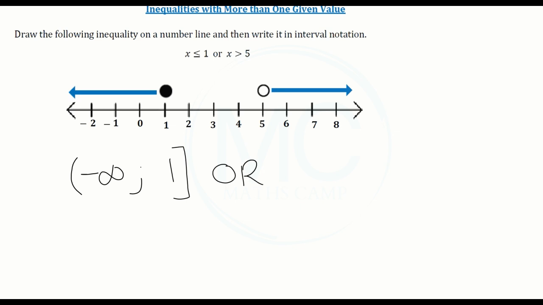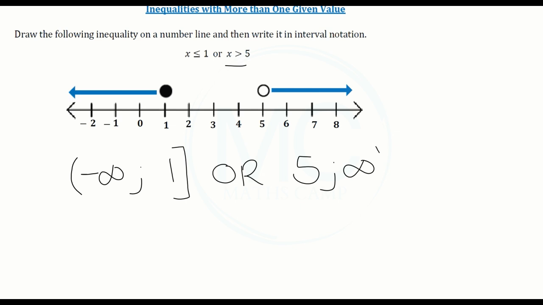And now we can look at our second set of values. X is greater than 5. So 5 is our lower bound. Once again, we don't have a higher bound. So the possible values of x include every value greater than 5. So infinity is our higher bound.